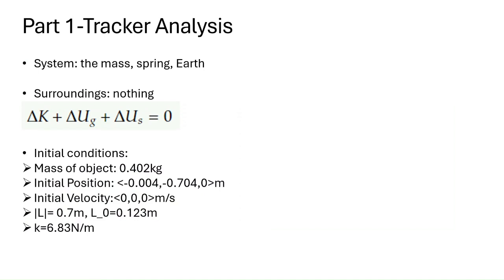So part 1 is my tracker analysis. The system was the mass, the spring, and the earth, and the surroundings were nothing. So the sum of these three forces would have to be zero. These three energies would have to be zero. So these are the initial conditions given in the pre-lecture videos.